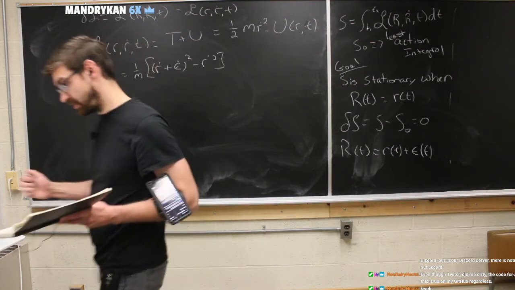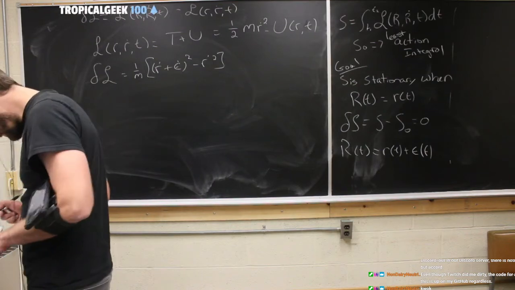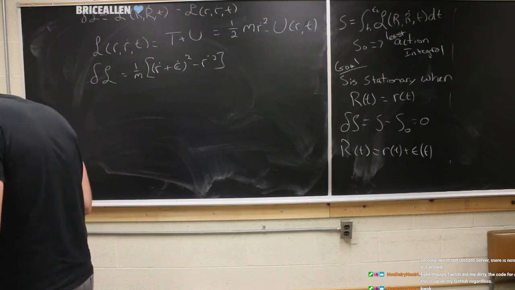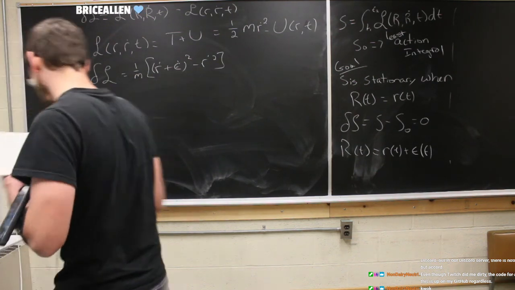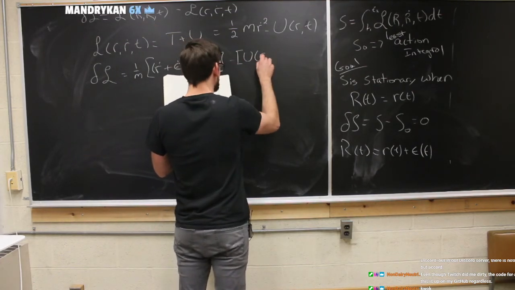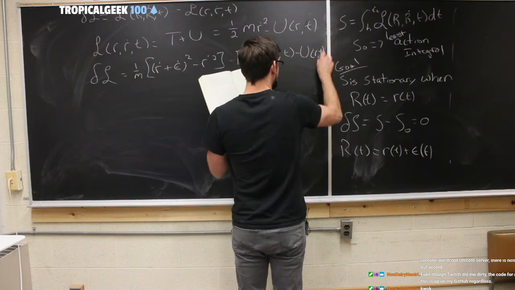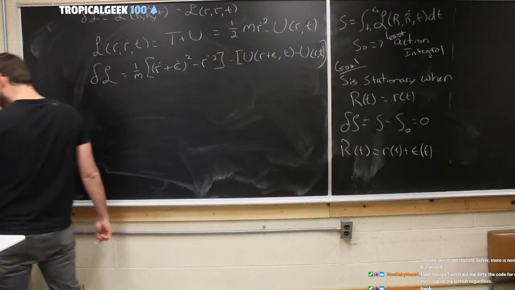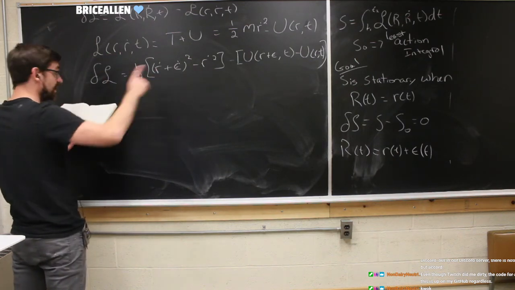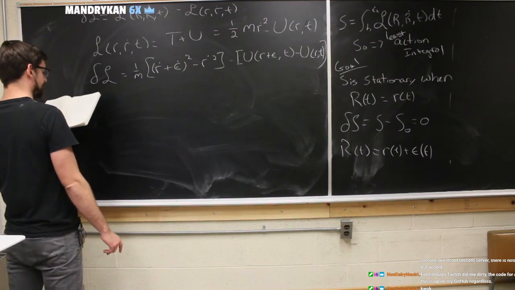I have an equals in the notes, but it should be a minus. Let me confirm. Yes. So in the notes there, I have an equals the potential, but it should be a minus. Again, forgive me, I'm shaking off the rust, the cobwebs here. So then we can subtract the potential terms, which are U of r plus epsilon of t minus U of r and t. Okay? So that's the variation in L.